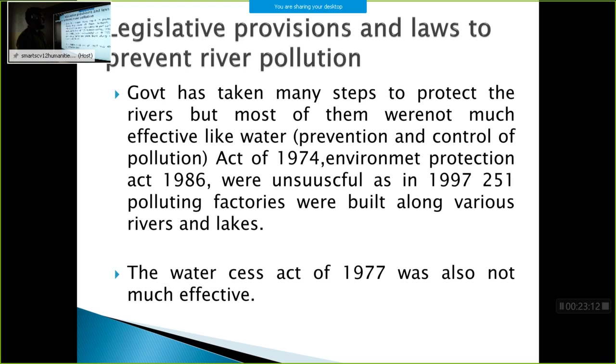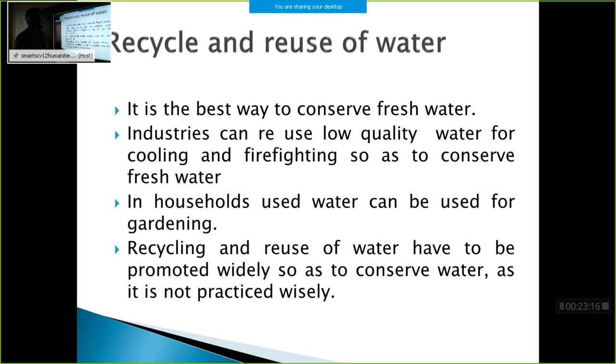The Water Cess Act of 1977 was also not much effective. You can see that even with these acts there were some loopholes in the rules which made way for more than 251 factories to be constructed near river basins, and because of that you can just imagine how much they would have polluted the river or the streams near them.